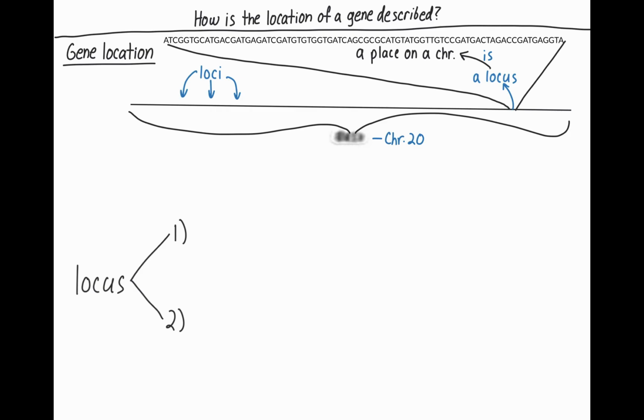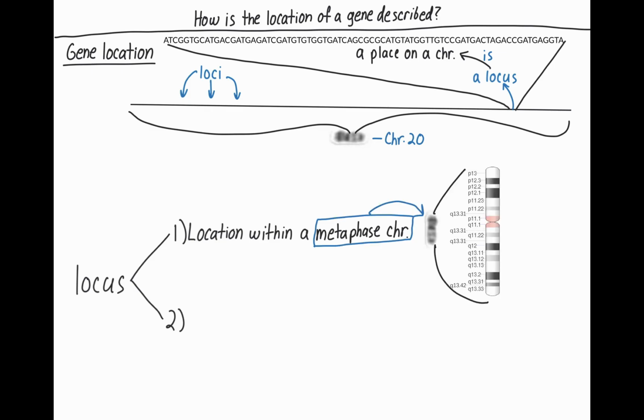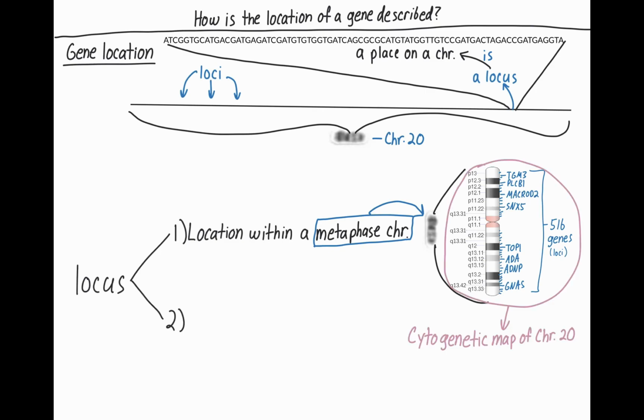First, it can be described by its location on its chromosome when that chromosome is fully condensed as a metaphase chromosome. Locations of all the loci of a chromosome described by where they are in their metaphase chromosome make up a cytogenetic map of that chromosome.